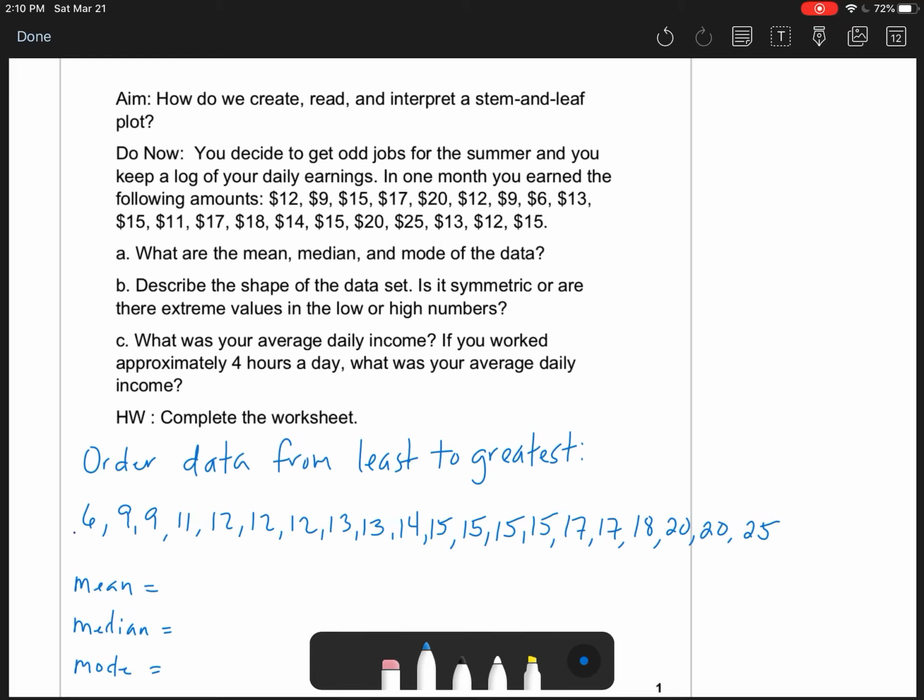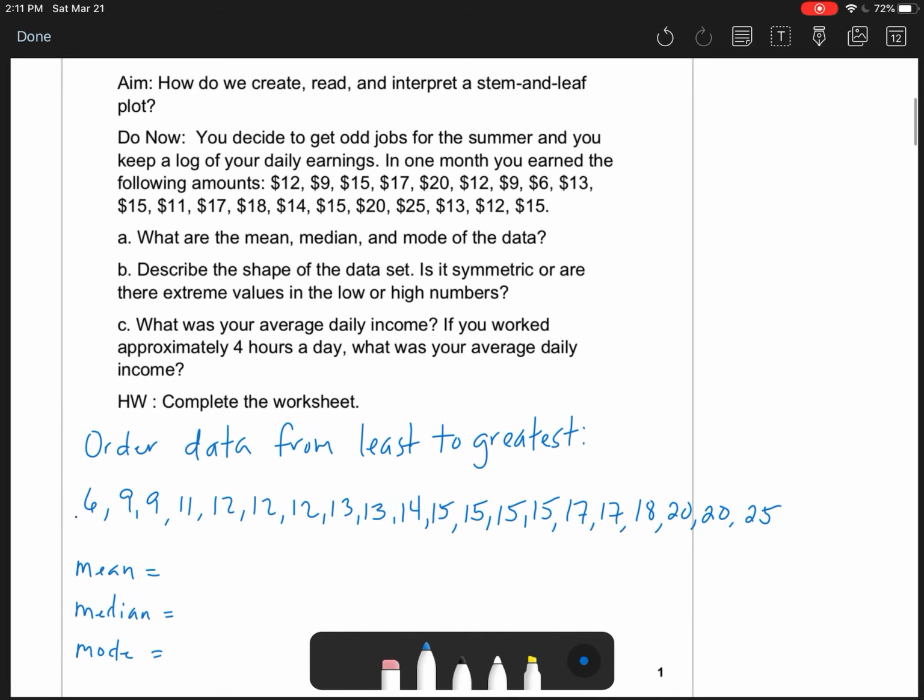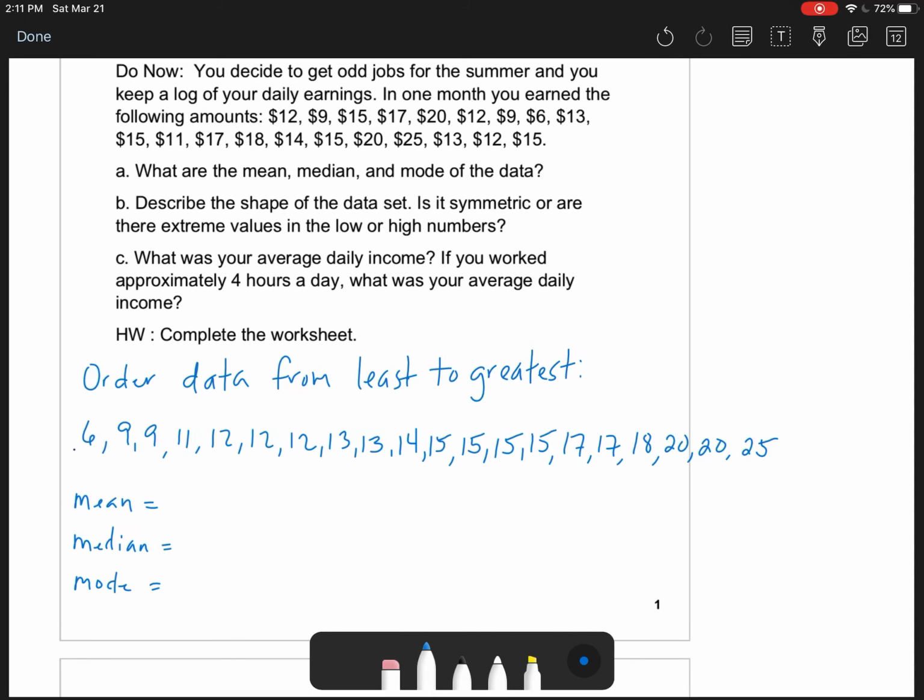The first thing we have here says that you decide to get odd jobs for the summer and you keep a log of your daily earnings. In 1 month, you earned the following amounts. So you see there we have the amounts listed from $12, $9, all the way through, and it ends at 15. Question A asks for the mean, median, and mode of the data. So before you can pull any of that information out, we need to order the data from least to greatest. Notice that I already did that just to save a little bit of time so that this video is not extremely long.